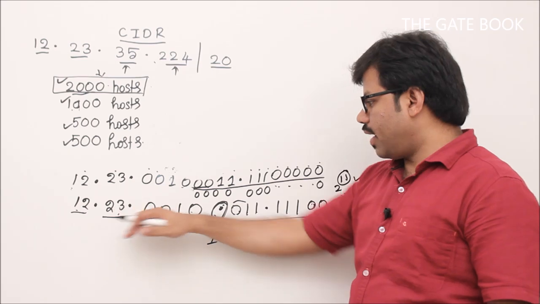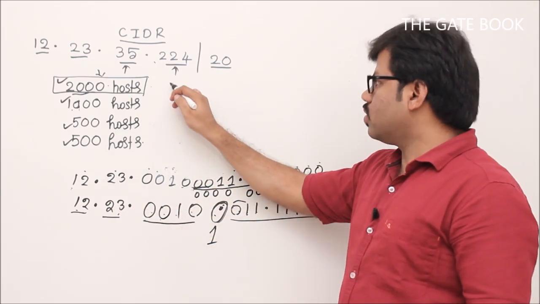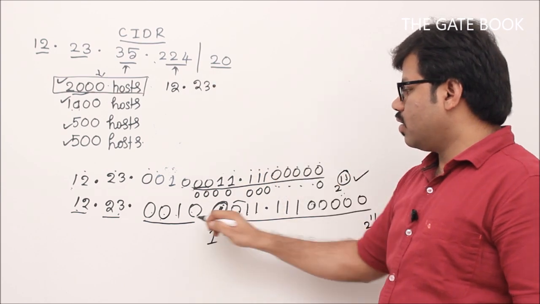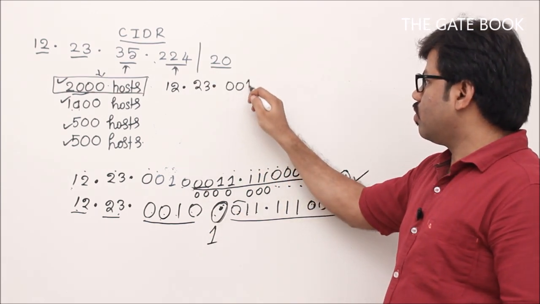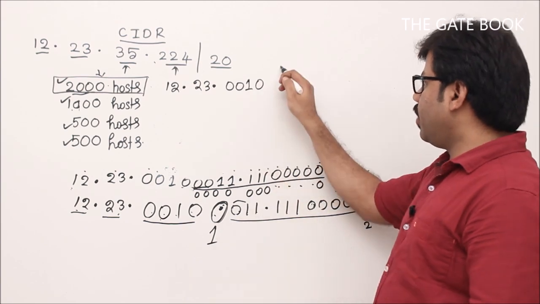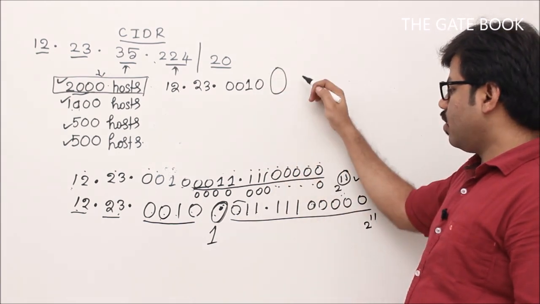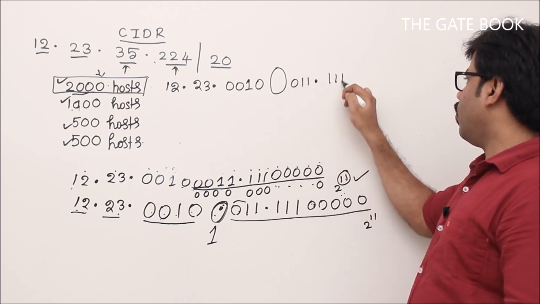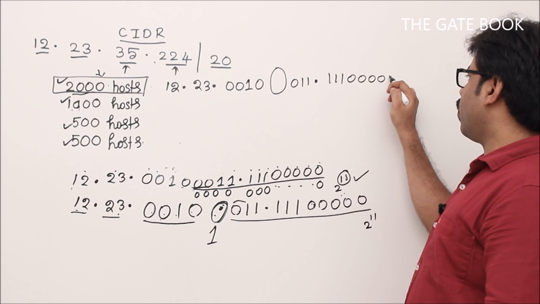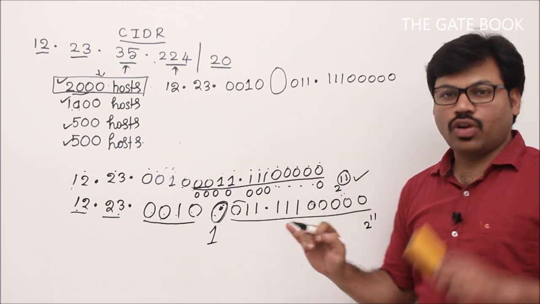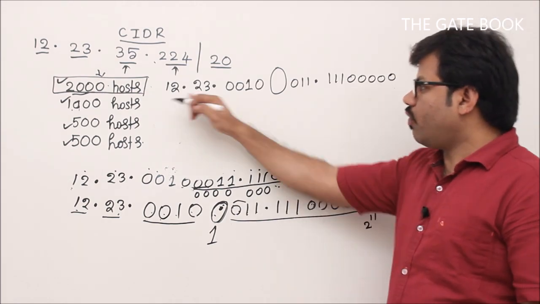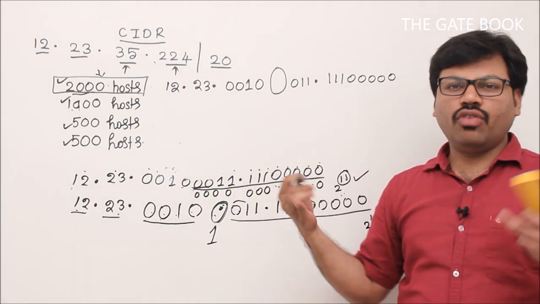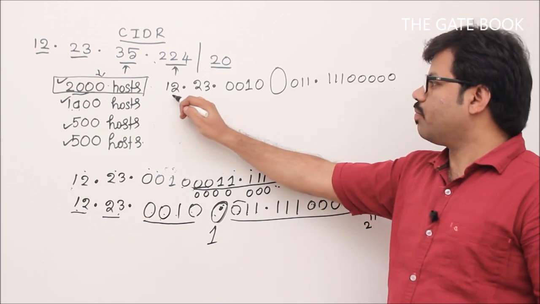Let me copy this pattern here for 2000 hosts. So it would be 12.23.0010, and this is the special bit, 0 followed by 011, dot, 111 and 5 zeros, 1 2 3 4 5. Okay, there is no significance for the host part. Try to understand. Only the network part is given by the authority. So this host part will be variable. We can keep anything, not a problem.